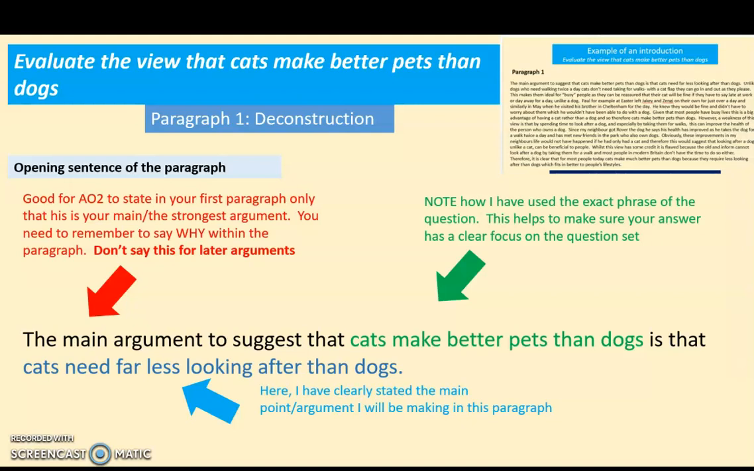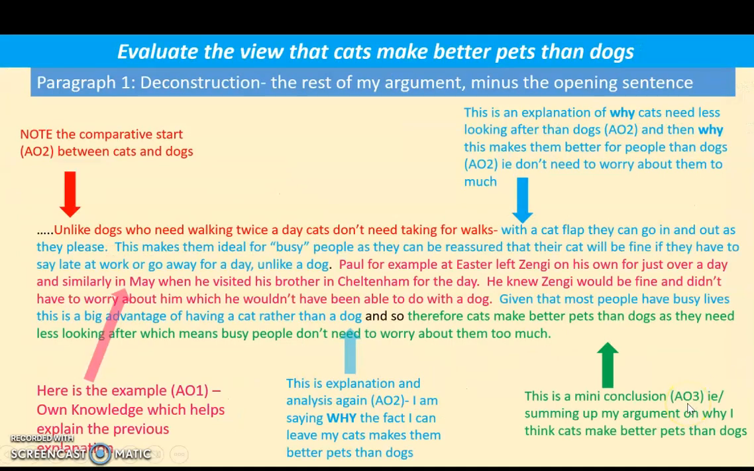So we've got the theme of the paragraph, we've got this as being the main argument, and we've also got a little bit of that comparison between the two being hinted at. Okay, so this is the main argument. So this is the first half of the paragraph. So we start out with "unlike dogs", so again a comparative start, which is AO2.